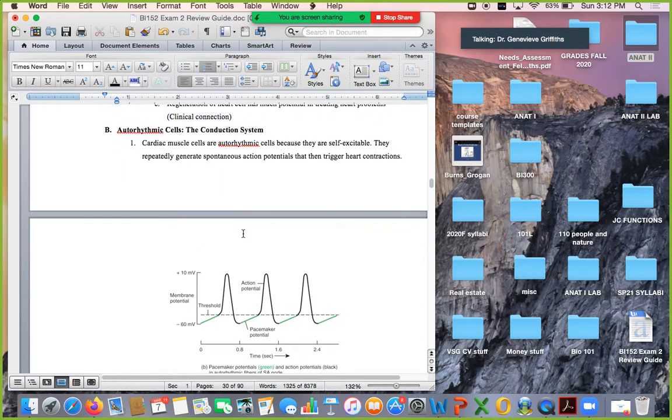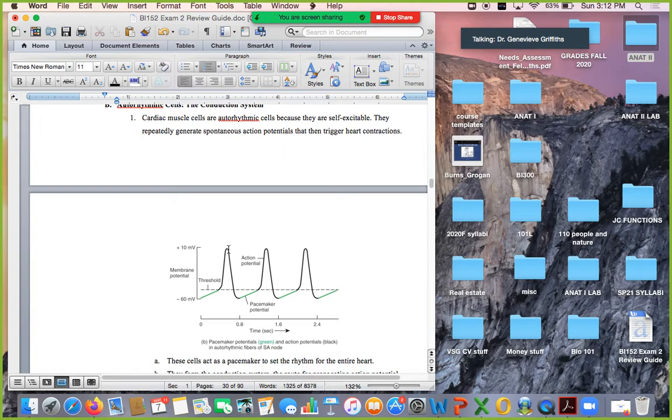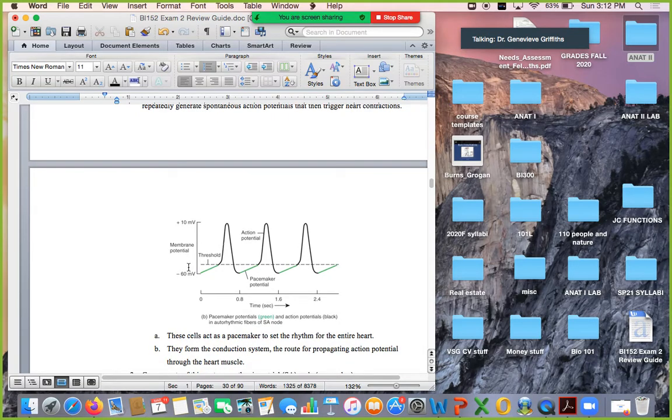So cardiac cells are what's called autorhythmic. That means that they are self-excitable. So the action potentials are going to repeatedly be triggered, and each action potential is going to trigger a heart contraction. So this looks kind of like this. Basically, we need to cross a threshold in order to reach an action potential. So once we cross that threshold, then we can have the spike of that action potential occurring, then we have to have a break, then we have to reach the threshold again to cause a new action potential.